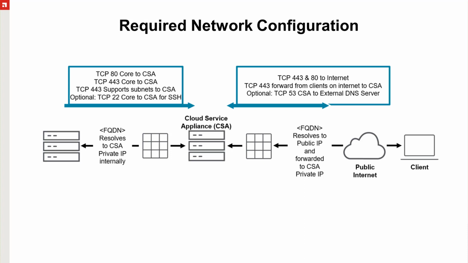FYI, this TCP 80 to the CSA is not required anymore. You can do it. There are certain things, pages and whatnot, that you might want to pull up, but the reality is almost everything you need is through 443. You could do it, but notice that from the public internet, we are only forwarding 443.